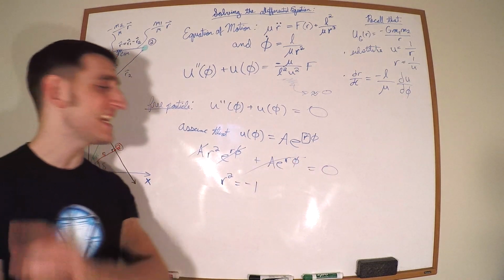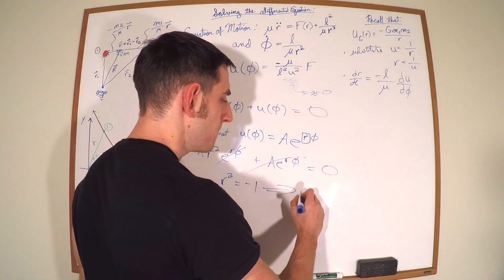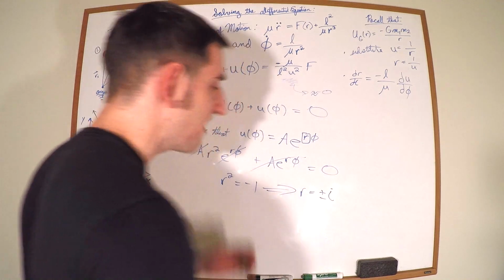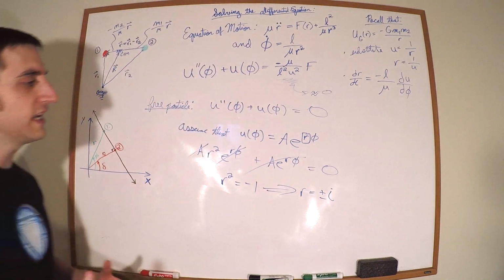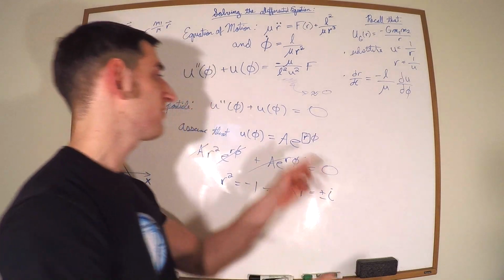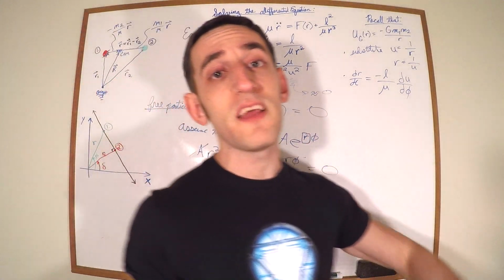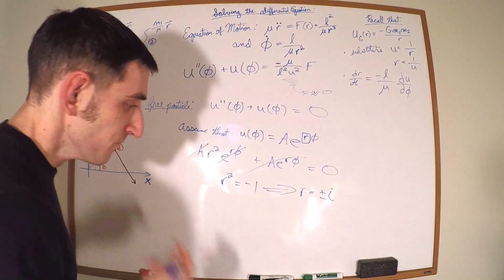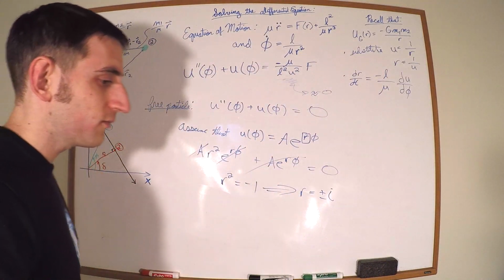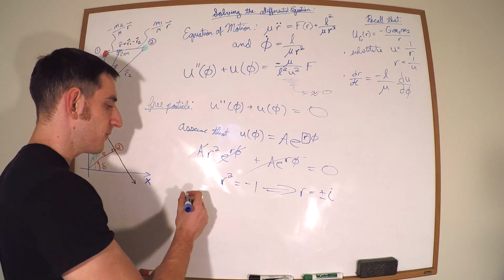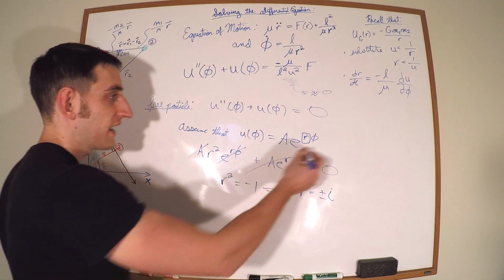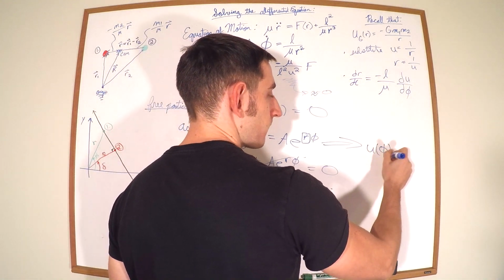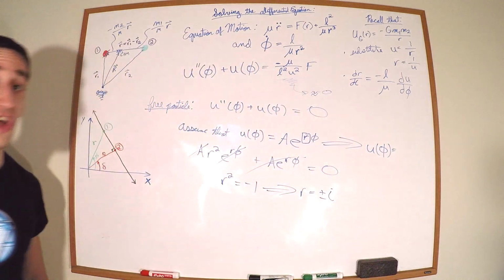So what does that mean? That means that r is equal to positive and negative i, where i is the imaginary number. So if we use Euler's identity, e to the i phi, what does that mean? That means we're going to have functions of cosine and sine, right? So what this entails is that u sub phi is going to be equal to cosines and sines.